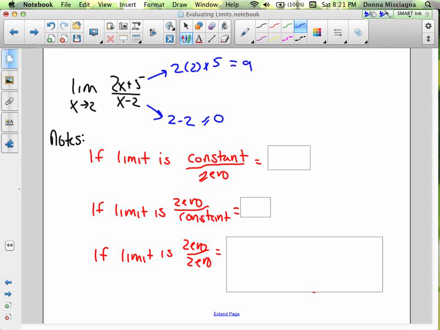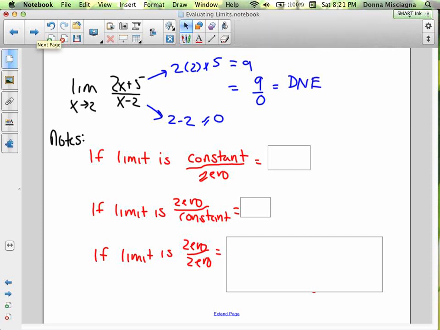So that means that our limit is going to be 9 over 0. That's not indeterminate. It's not 9. It's not 0. It does not exist. All right? Asymptote in the denominator, not a hole. So in this case, not an indeterminate limit. The limit just does not exist.